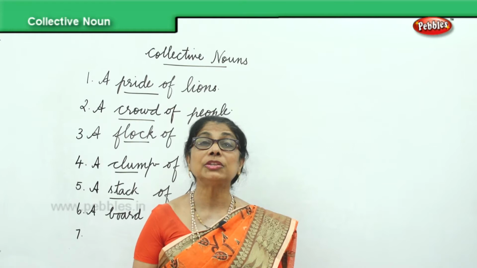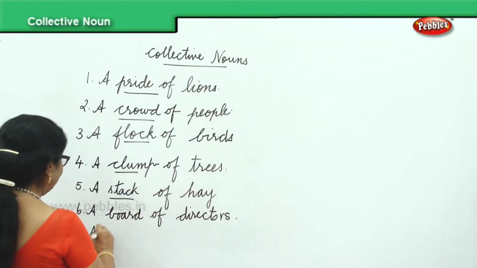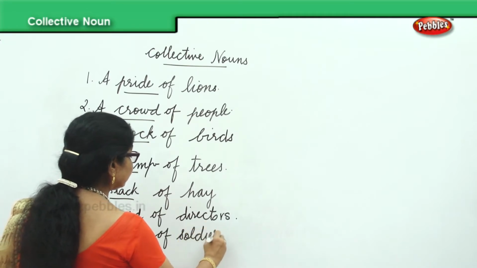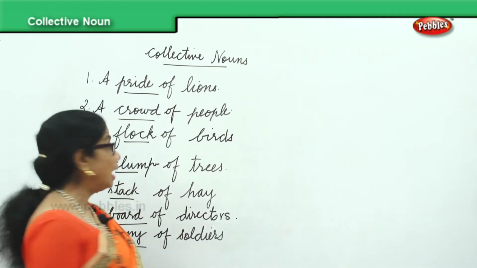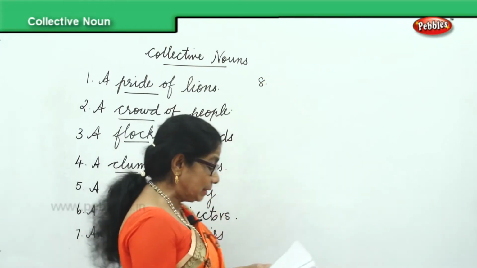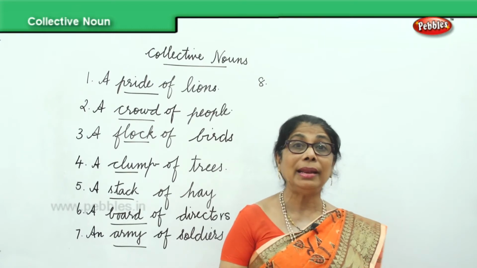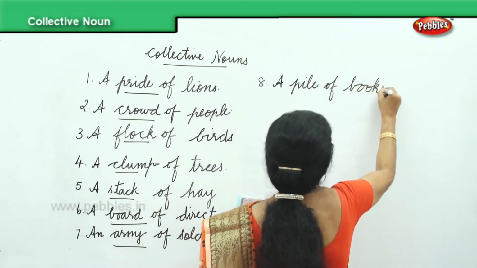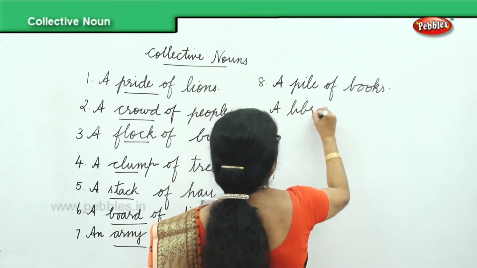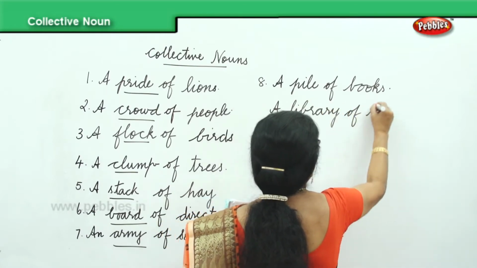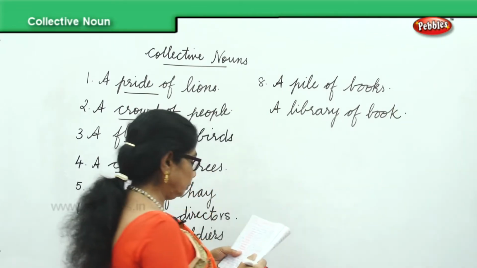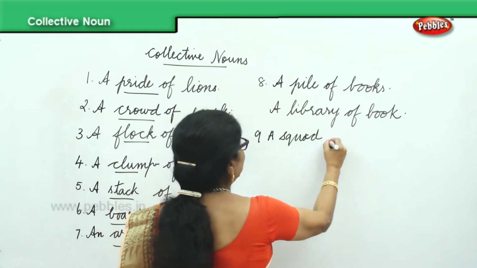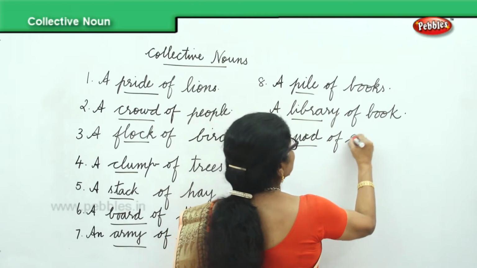Next, an army of soldiers or a squad of soldiers. An army of soldiers. So you got board of directors, army of soldiers, and I'll give you some more. Next one, we'll say a pile of books or a library of books. A pile of books. You can also say a library of books. We can also say a squad of soldiers. Library, pile, soldiers.